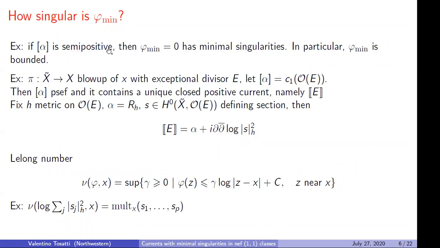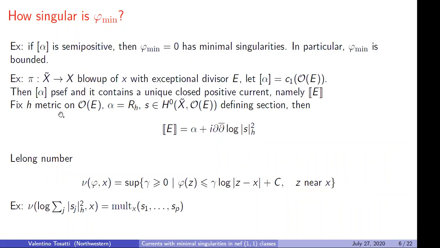So if you have a semi-positive class, every current with minimal singularities in the semi-positive class has bounded potentials, or the alpha-PSH functions with minimal singularities are bounded. On the other hand, here is an example where it's unbounded. I mean, very classical. If you just blow up a point on any manifold X, and E is the exceptional divisor, and alpha you take to be the first Chern class of the line bundle corresponding to the divisor E, then alpha is still effective, but in fact it contains a unique closed positive current, which is the current of integration on the exceptional divisor.